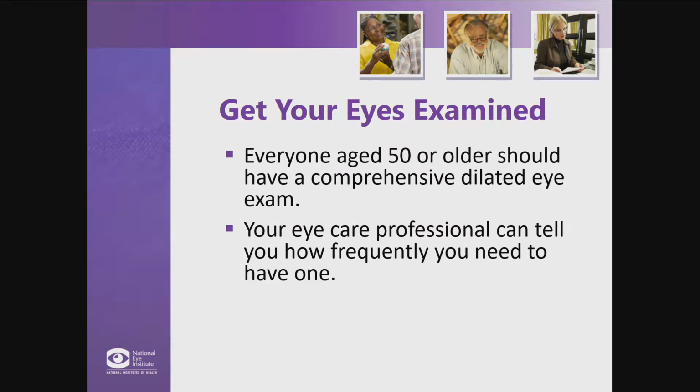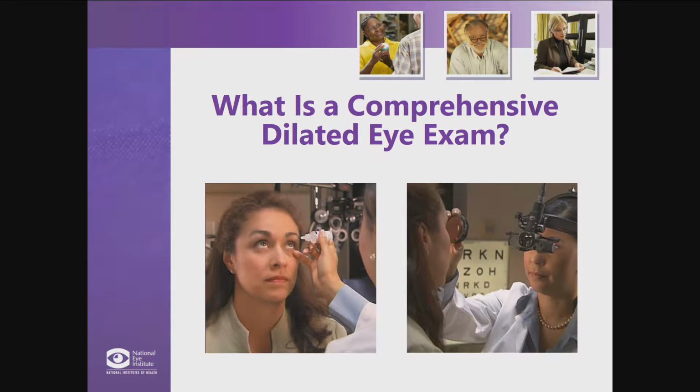We recommend everyone who's 50 or older have a comprehensive dilated eye exam, and then the doctor can tell you how frequently that needs to happen. When there's something like glaucoma, they may recommend 4 months or 6 months, but it depends on what we find as to how often you need to come.